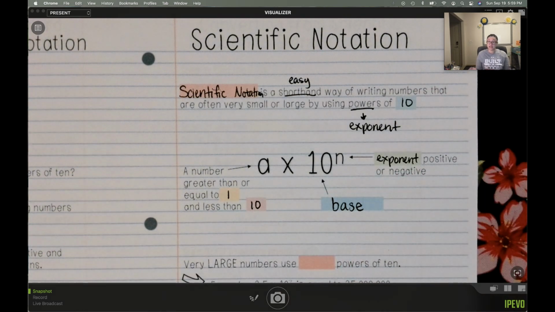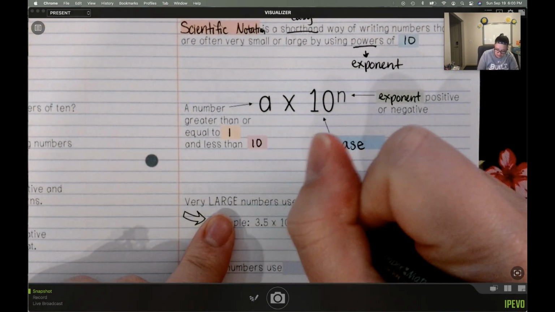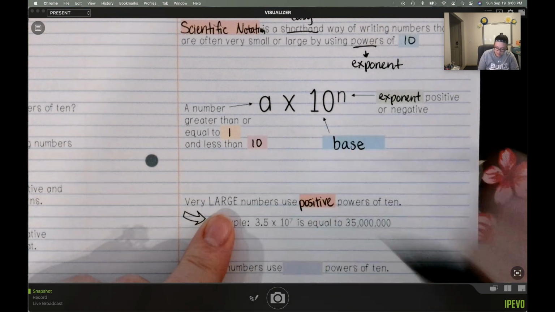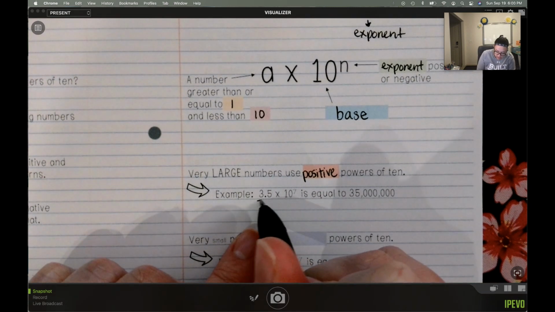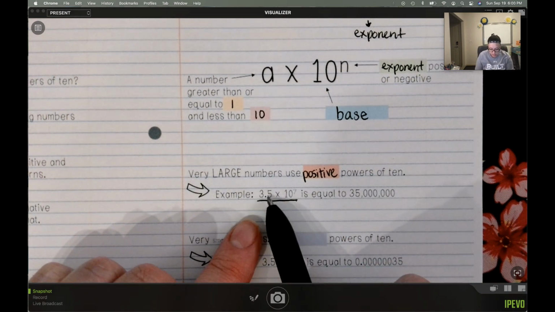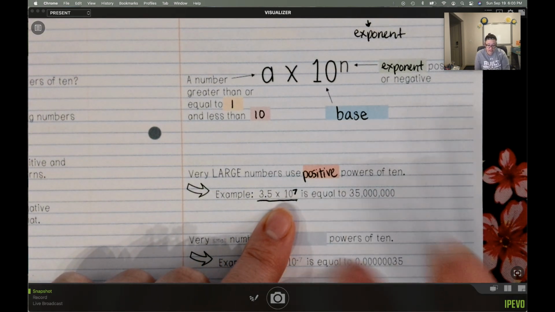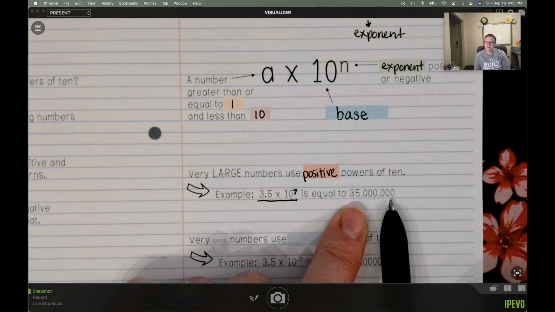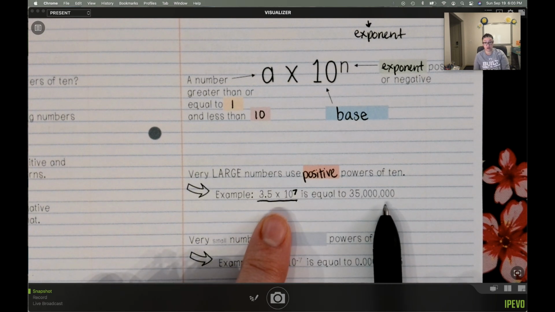And like we saw with powers of 10, it can be positive or negative. It just depends on if it's a really, really big number, we have a positive exponent, or if it's a really, really small number, we have a negative exponent. Again, very large numbers use positive powers of 10. So the example they give here, a number written in scientific notation, says 3.5 times 10 to the 7th power. That's the scientific notation way to write 35 million. It's a lot shorter to write scientific notation than it is to write 35 million.